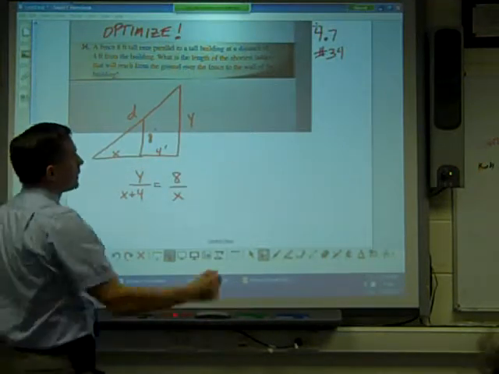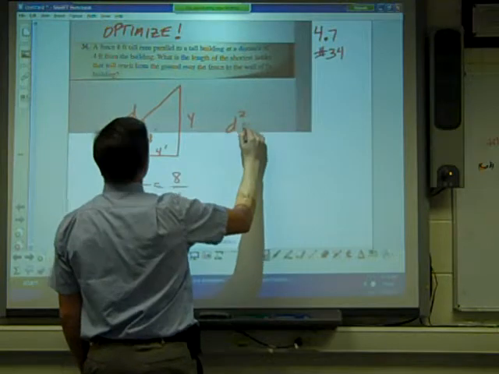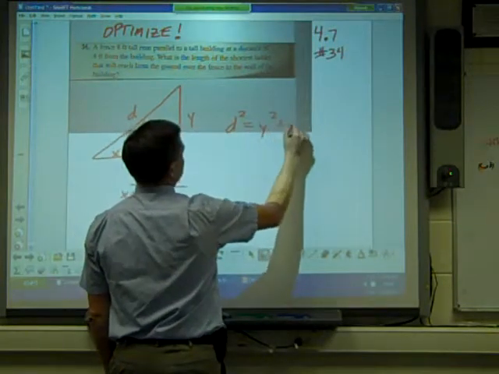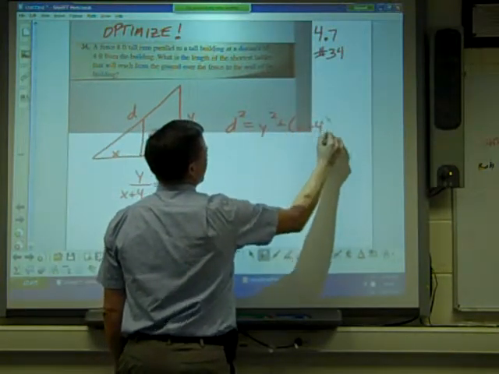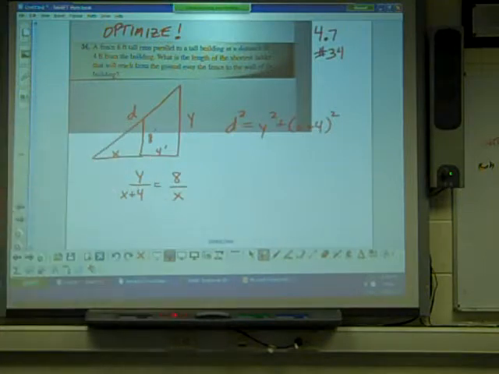You can go D squared equals Y squared plus the quantity X plus 4, squared. You guys all agree? Yes.